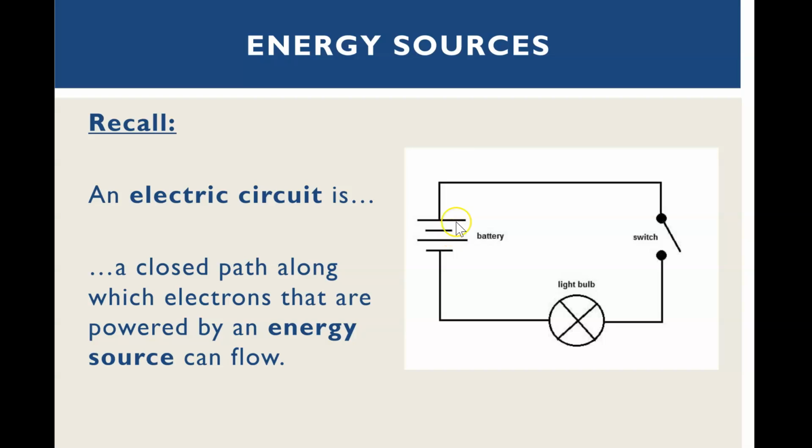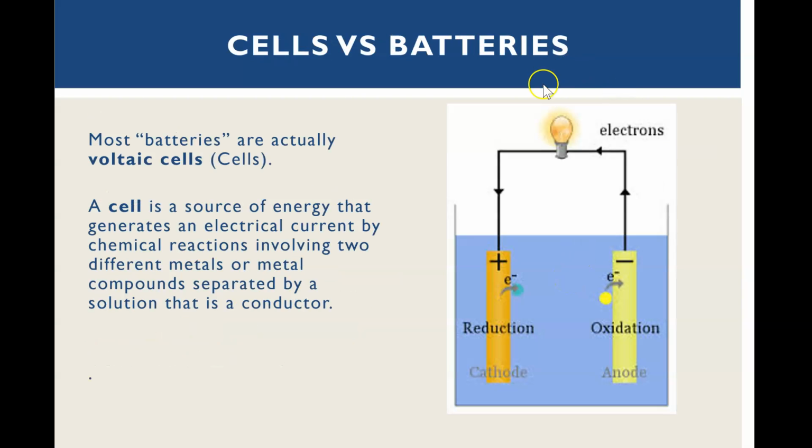So there's chemical energy here that is being converted along the way into electrical energy and then light energy. And if we've got a motor in here somewhere, that chemical energy is being converted into kinetic energy, or movement energy. So, cells versus batteries.